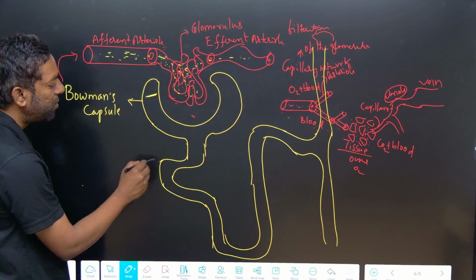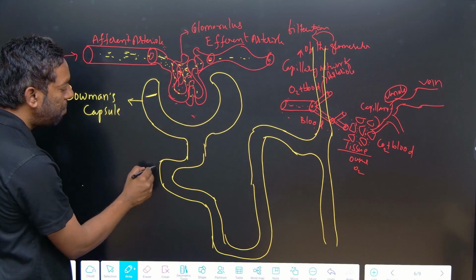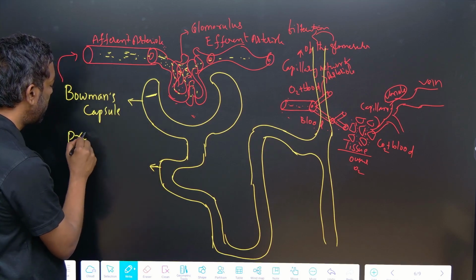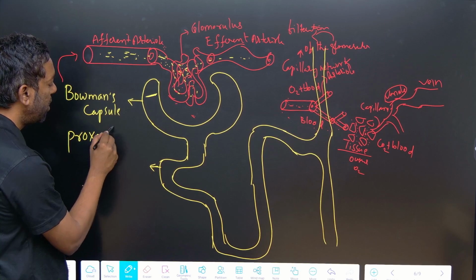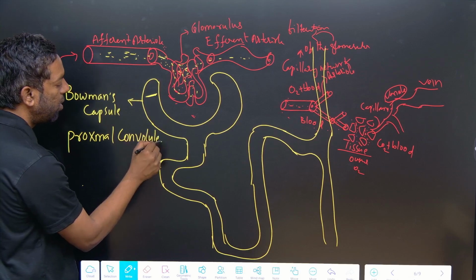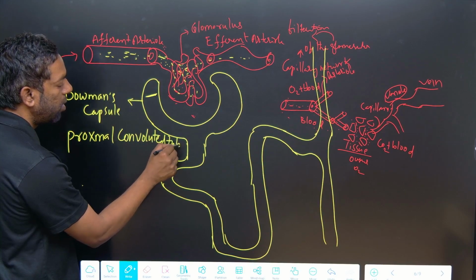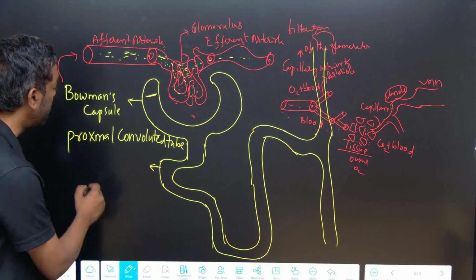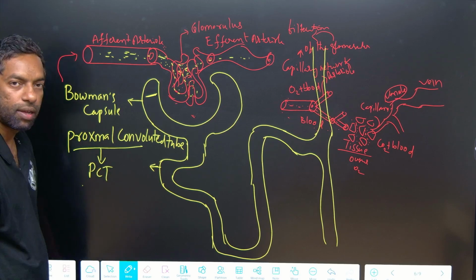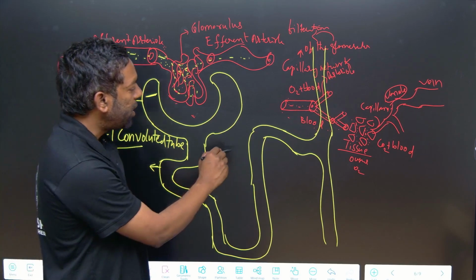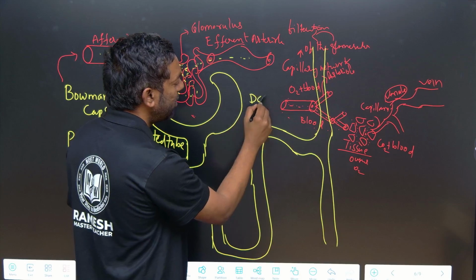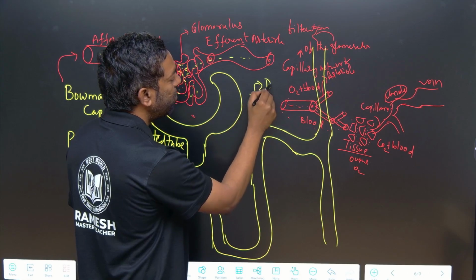This is Bowman's capsule. Nearby the cup, there is a part called the proximal convoluted tube. We can call it PCT. And where it is distal, DCT, the distal convoluted tube.